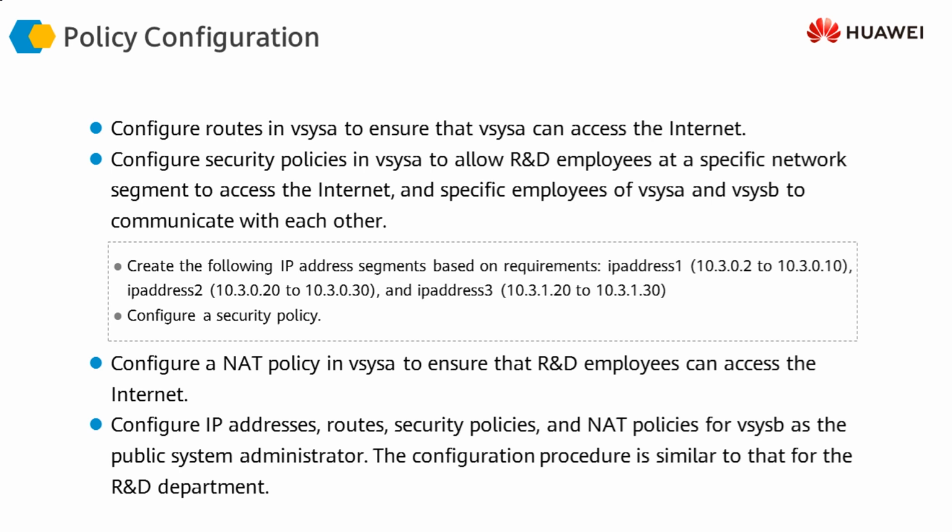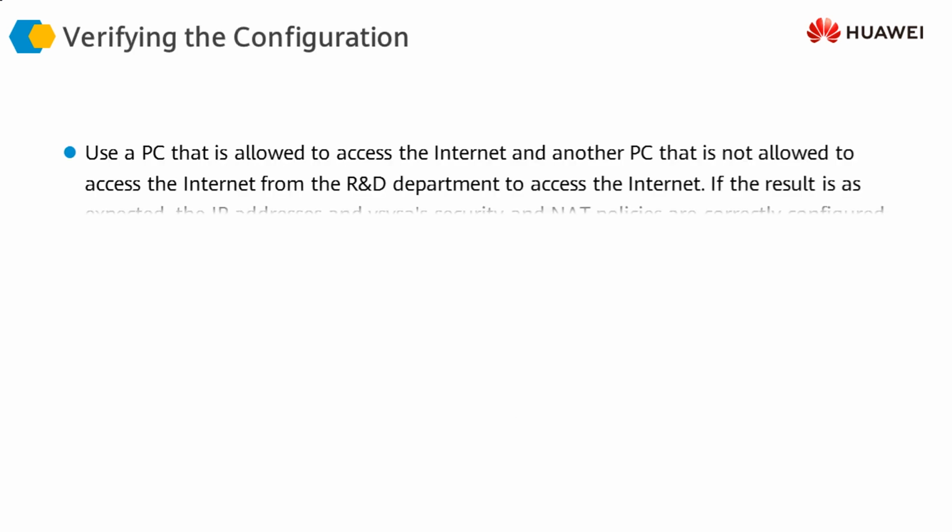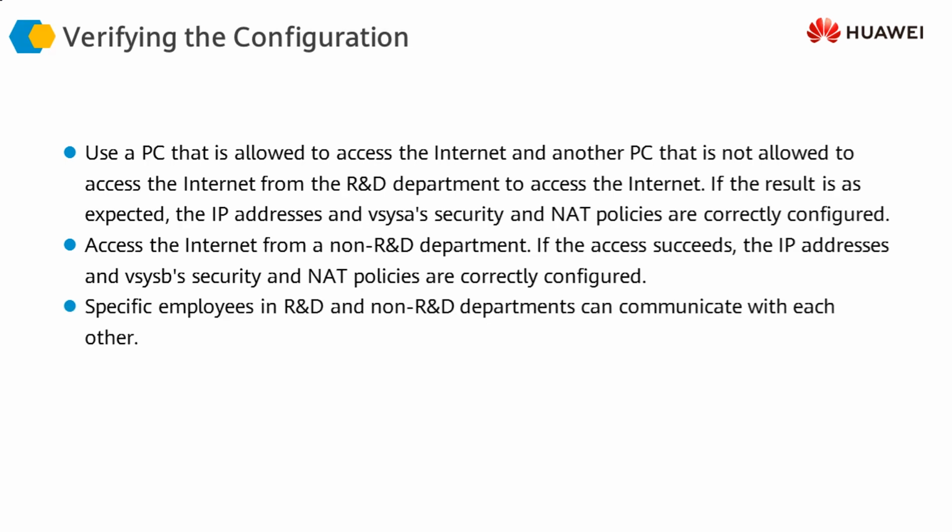And finally, in order to verify the configuration, we can check the access from the R&D department or the non-R&D departments either towards the internet or with each other, and verify whether the policies that we have implemented are working correctly or not. So this way we can work with the virtual firewalls in a specific scenario and implement virtual firewall systems in a practical working infrastructure. So this was all about the configuration.